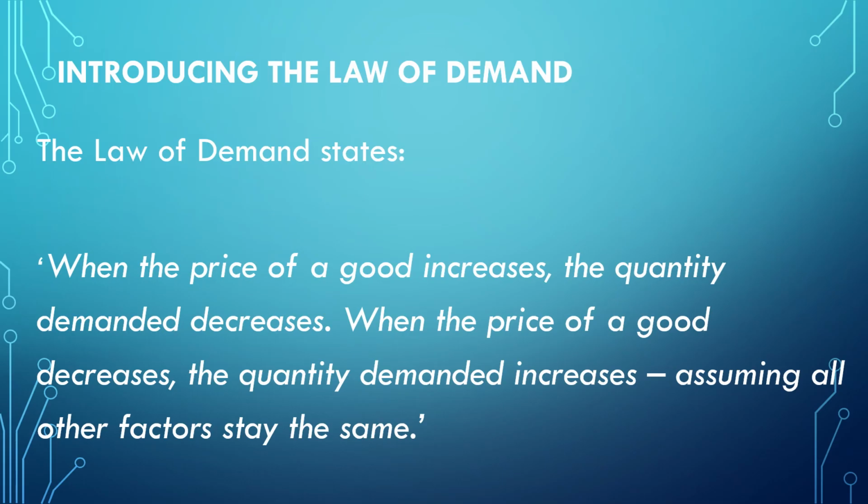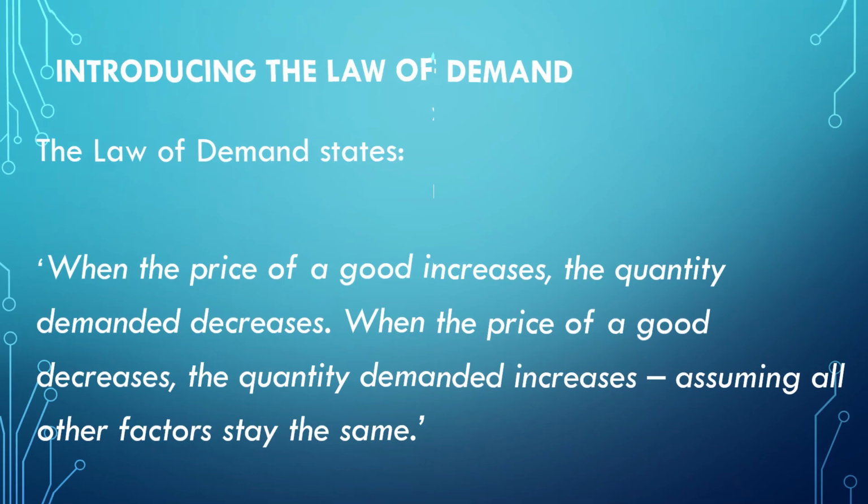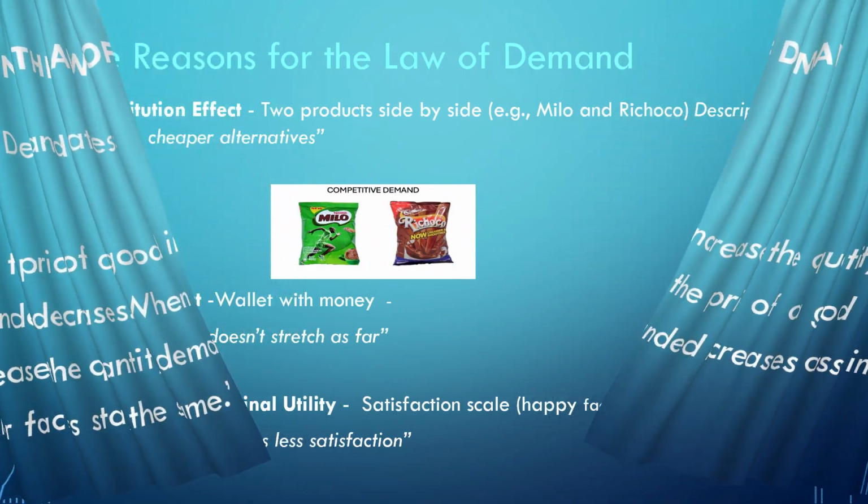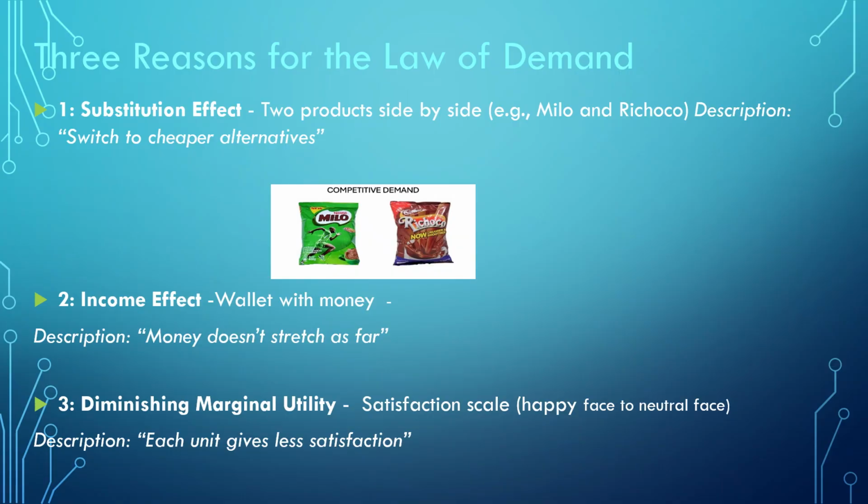In simple terms, higher price is equal to lower quantity demanded. Lower price is equal to higher quantity demanded. An inverse relationship exists. Why do people buy less when prices rise? There are three main reasons, and understanding these will help you see why the law of demand is so logical.